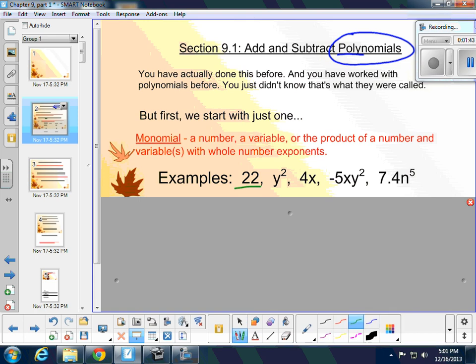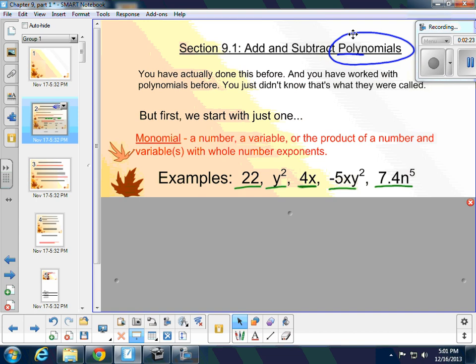As we can see, it can be a number like 22. It could be a variable, even with a power like y squared, or the product of a number and a variable, like 4x, negative 5xy squared, 7.4n to the fifth. So all of these are monomials. In the past, I've referred to them as another word. I've called them terms. And sometimes we talk about collecting like terms and how we deal with those in an expression. But now, given another word that you might see these referred to as, these are called monomials. Again, just singular, just one number or one variable, or one term, something like 4x.